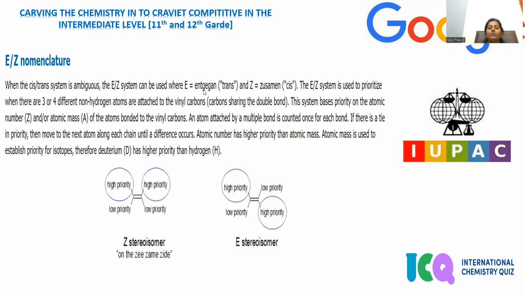Entgegen means what? If the higher priority groups around the carbon-carbon double bond are on opposite sides, we say it is the E stereoisomer. And if the two higher priority groups are on the same side of the double bond, that is said to be Z. Z is nothing but same side, which is called cis. And if both are opposite with respect to each other, that is called E, which is called a trans isomer. Fine. E for trans, Z for cis. This is the way EZ nomenclature is assigned.